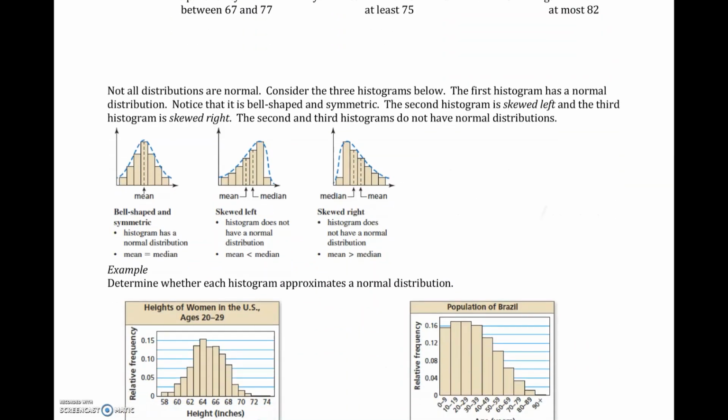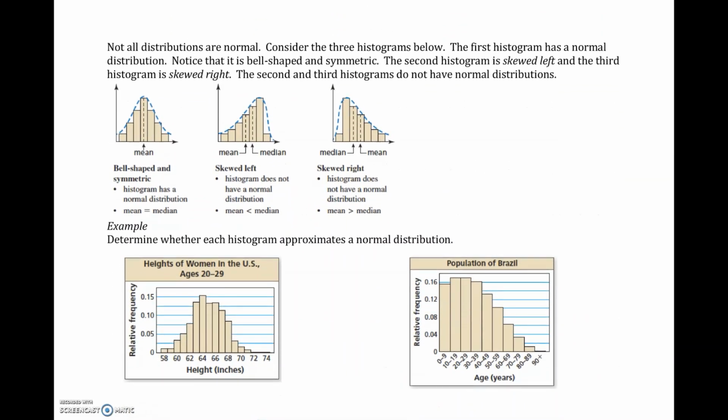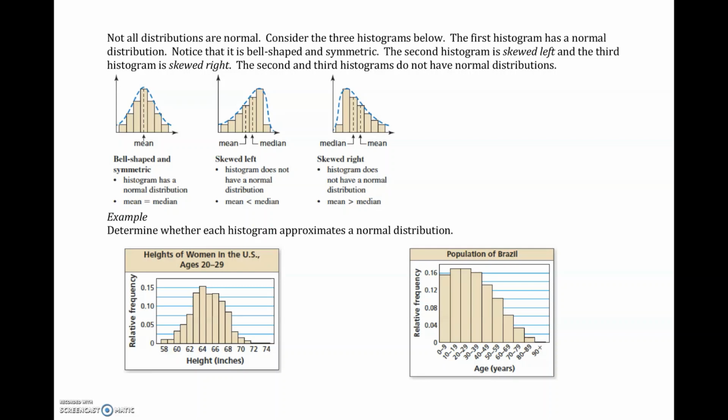Okay, so what happens if our distribution is not necessarily normal? We have 3 histograms here to give us an idea of what possibilities we have. First we have this normal distribution. It's bell-shaped, right? It looks relatively symmetrical from the mean. So we've got a nice bell shape right here.